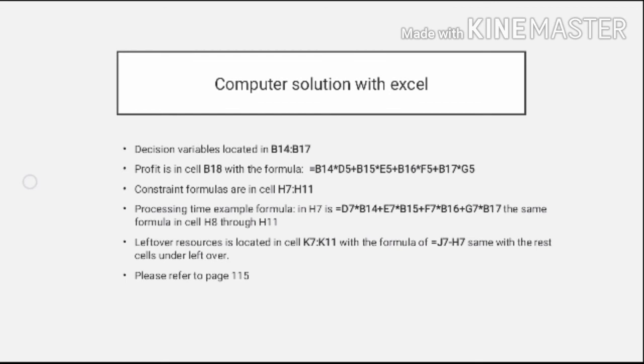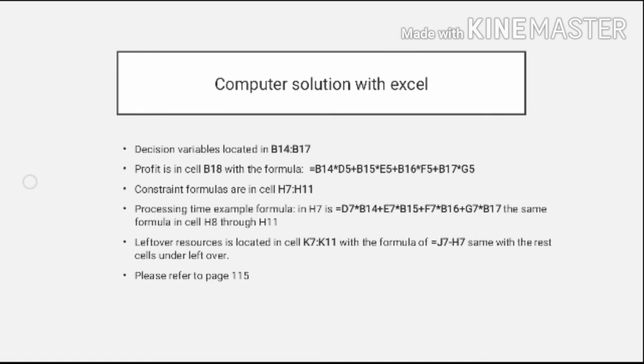While hearing this or while watching this video, I am encouraging you to please open your PDFs in page 115 for better understanding. Every gathered information is indicated in the Excel. So I want you to look at the cells B14 to B17, wherein those numbers are the decision variables. Next, under that, in cell B18 is the profit.